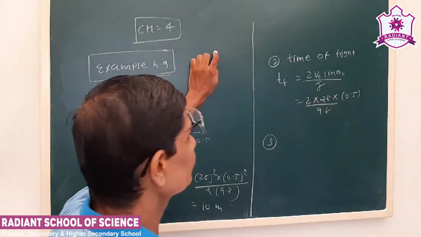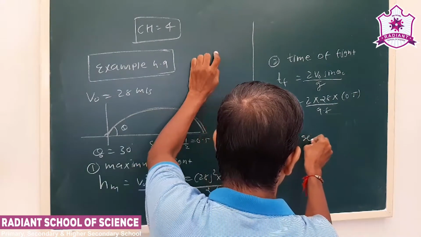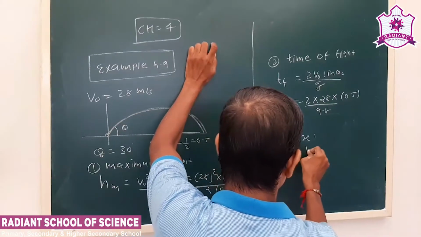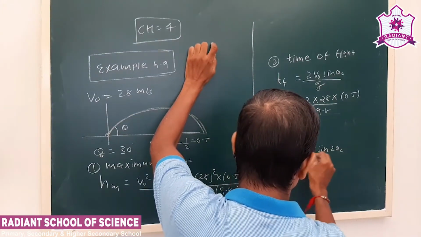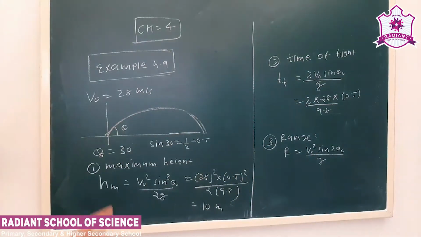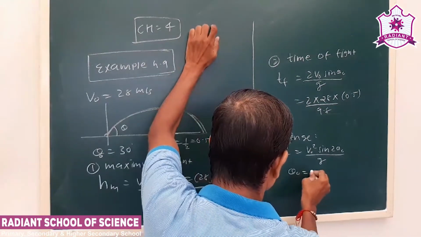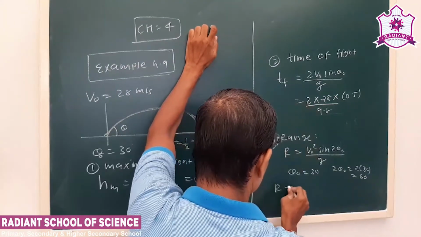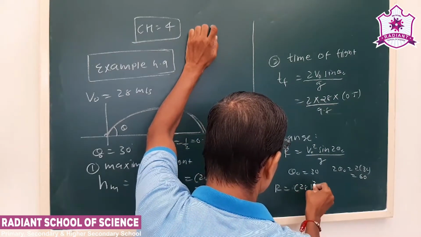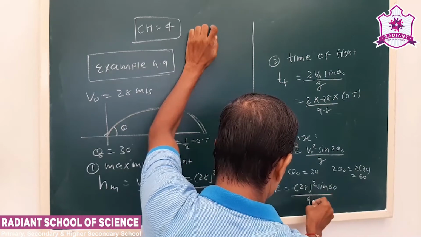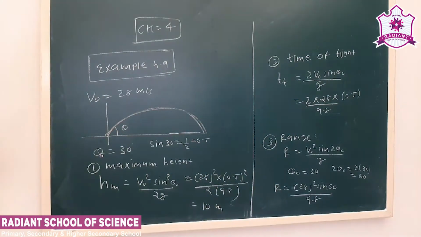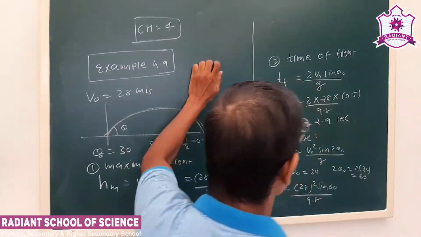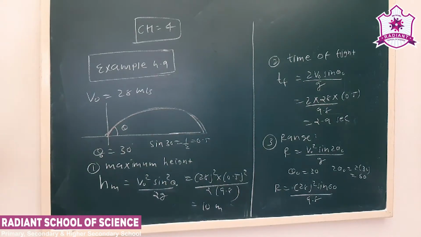Now the third is the range. As we discussed earlier, range is nothing but the horizontal distance covered. The formula is: range is v0 square sine 2 theta 0 upon g. Theta 0 value is 30, so 2 theta 0 will be 2 into 30, 60. The range is v0 square, 28 square, sine 60, upon g, 9.8. If we substitute these values, we'll get the time of flight as 2.9 seconds, which you can easily calculate, and the range is 69 meters.